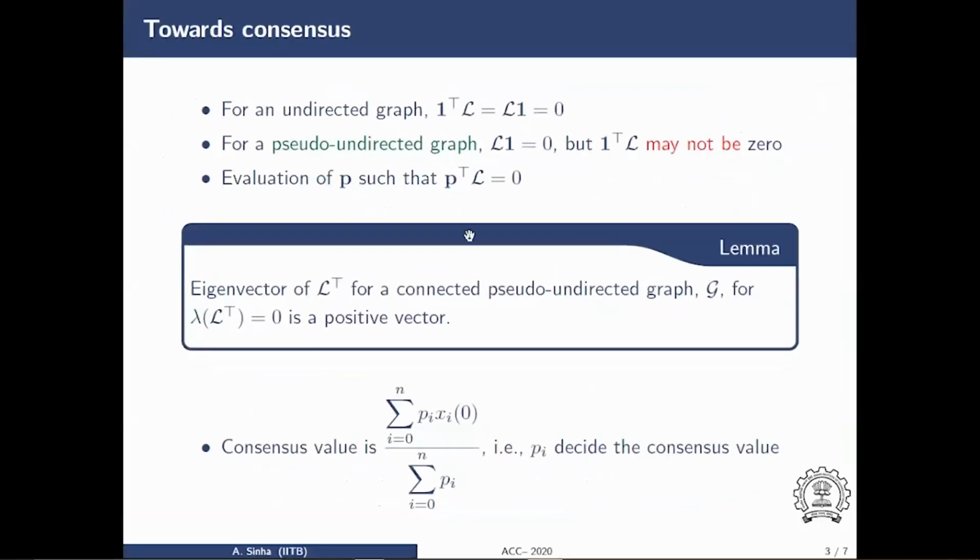The next logical step is to evaluate the consensus value over such graphs, which translates to evaluating the left eigenvector corresponding to the null space of the graph Laplacian, which is P here. We proved that the entries of P are all positive. Therefore, the consensus value is the weighted average of the interceptors' initial states.